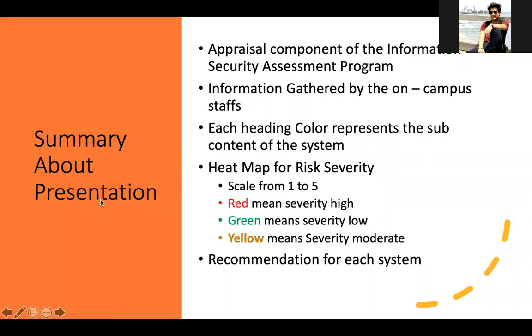In this presentation, all information was gathered on campus and is basically for the ISAP plan. As mentioned, each system heading has a different color to make it professional and clear to the audience. I have also included a heat map which indicates the risk intensity on a scale of 1 to 5, with a color presentation of the severity level of the risk for the system. Red means high, green means low, and yellow means moderate risk. At the end of this presentation, we'll have a few tips for improving our university system's risk management and handling of protocols and policies.